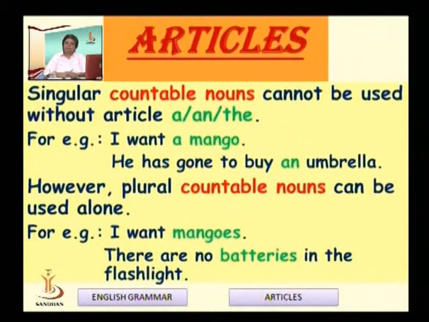So let us take a look at the example again. I want mangoes. Look at the second example. There are no batteries in the flashlight. So this is how things are changing. When you have a singular countable noun, you use the articles. When you have a countable plural noun, you do not use the articles.